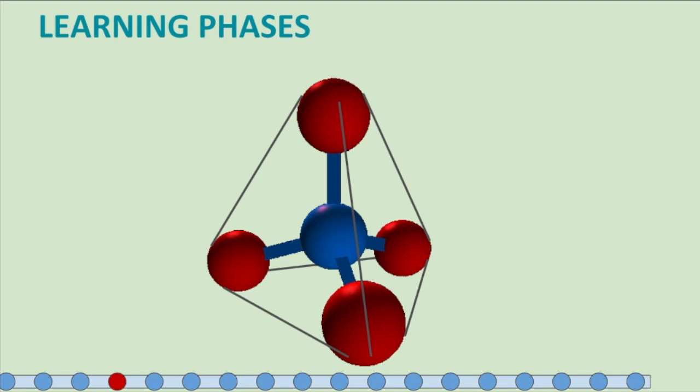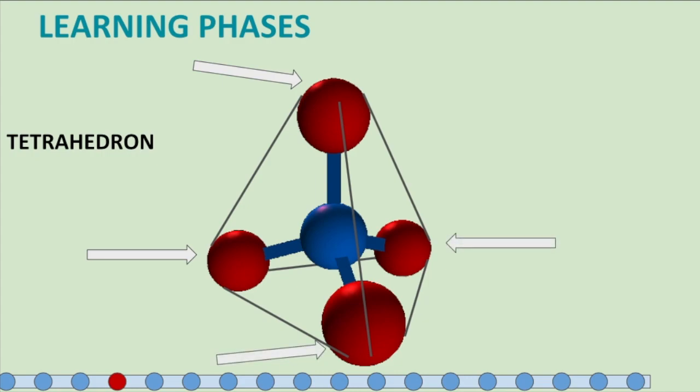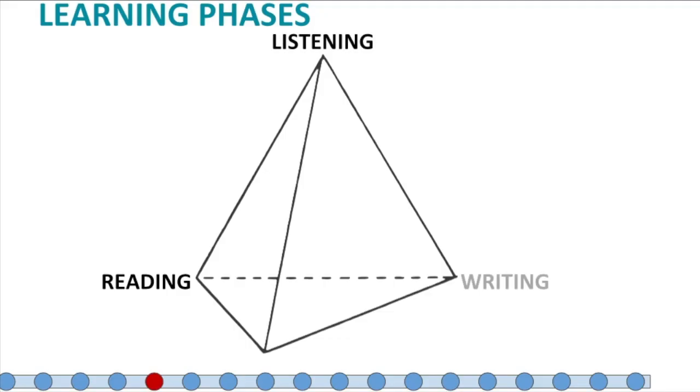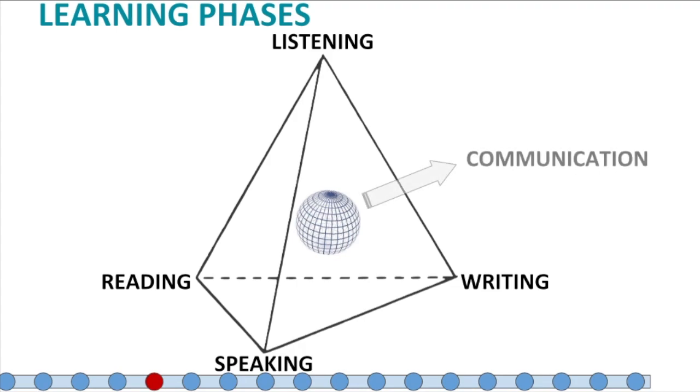So, to represent the learning process, we have this solid, this tetrahedron. The tetrahedron is composed of four vertices, and there is an internal side or a center. The vertices will have the four skills of our communication, and the communication will be at the center. So we have the vertices: reading, listening, writing, and speaking. And in the center we'll have the communication.